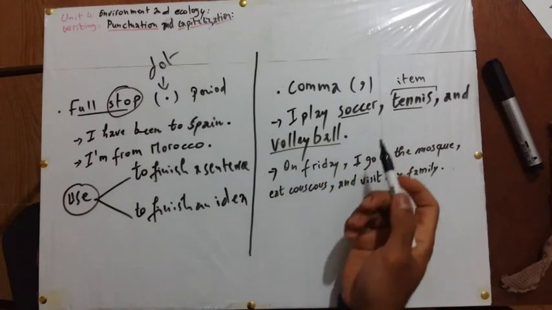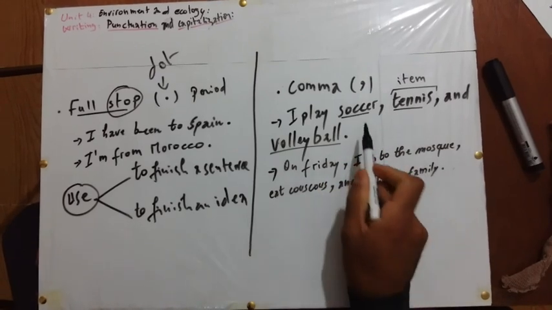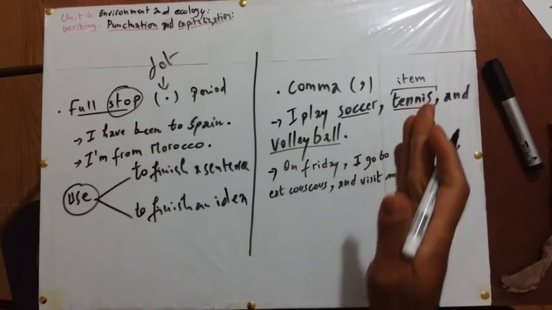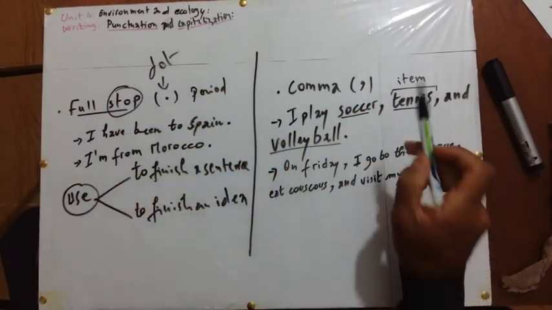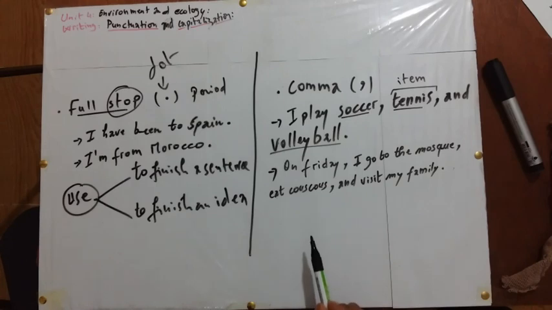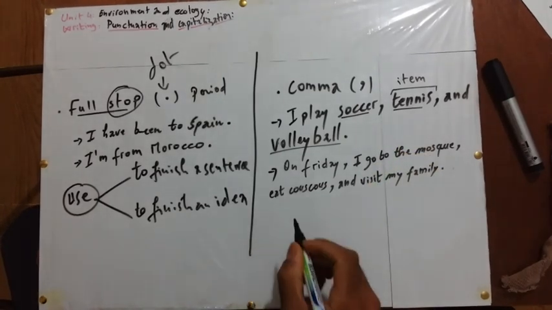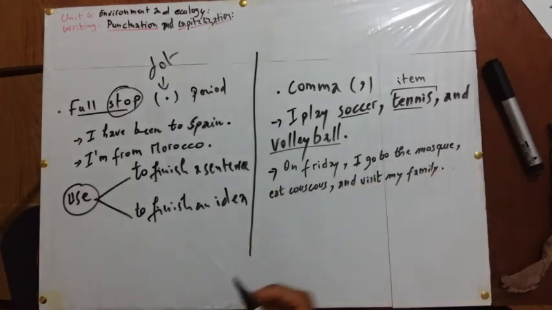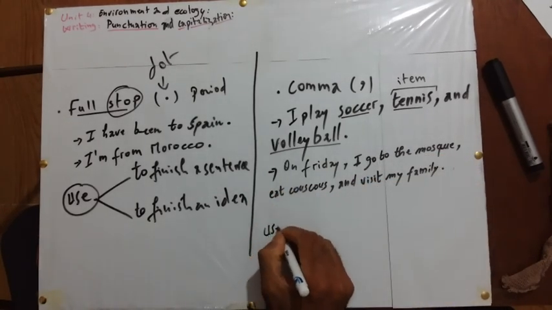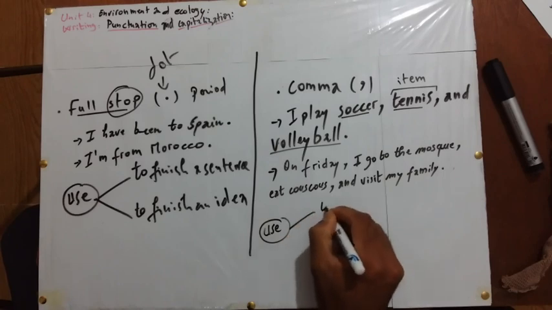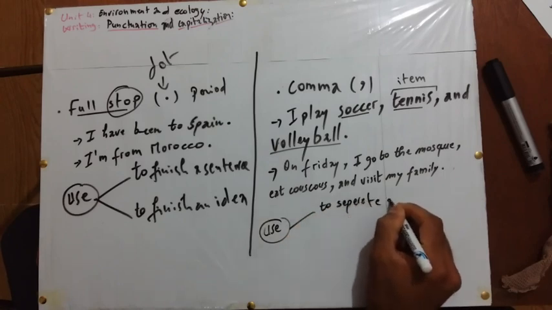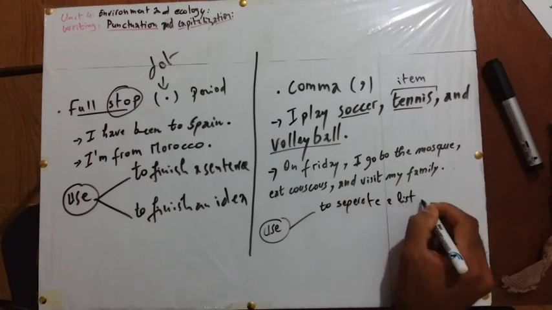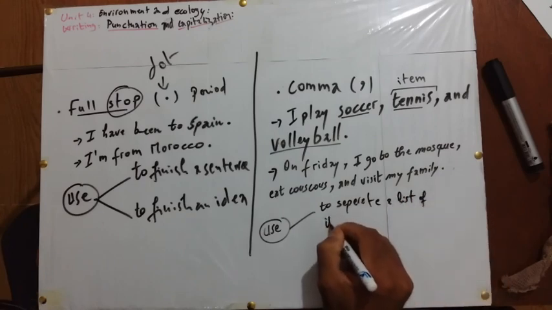So what do we use the comma for? We use it to separate items. We say to separate a list of items. So the use is to separate a list of items.